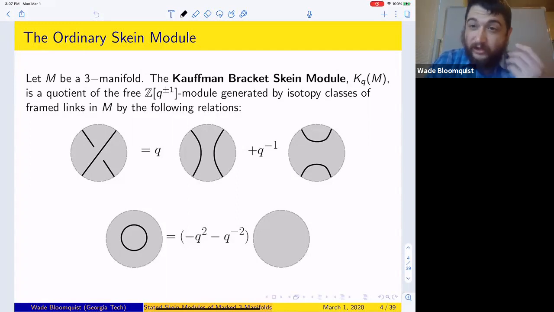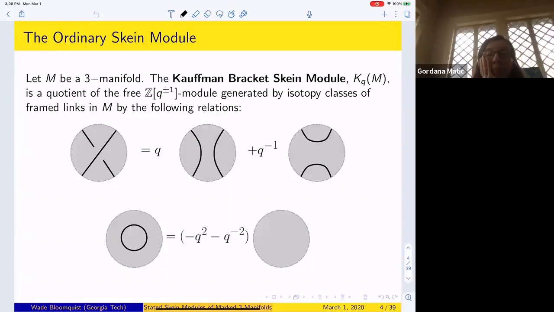That means that our object of study are going to be linear combinations of these isotopy classes. So if we have linear combinations, we need coefficients. And in this case, I specified what R is going to be, what our coefficient ring is, and they're going to be Laurent polynomials in Q. So that's a perfectly fine thing. We just have linear combinations with our scalar multiples being Laurent polynomials.